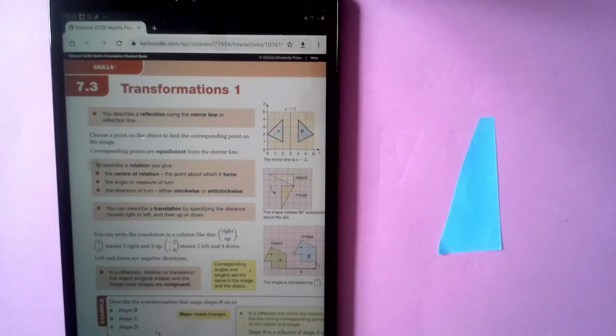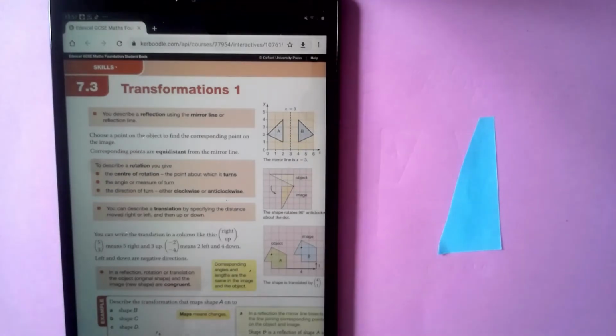Hello, this is the video for 7.3 Transformations 1, the skills section. We're going to be looking at three different types of transformation: reflections, rotations and translations. And quite a bit of vocabulary that goes with them.